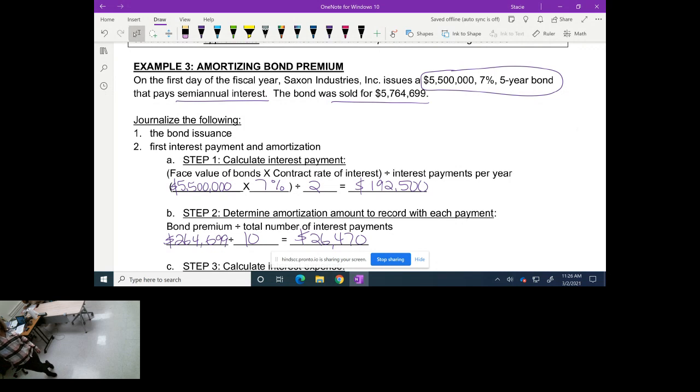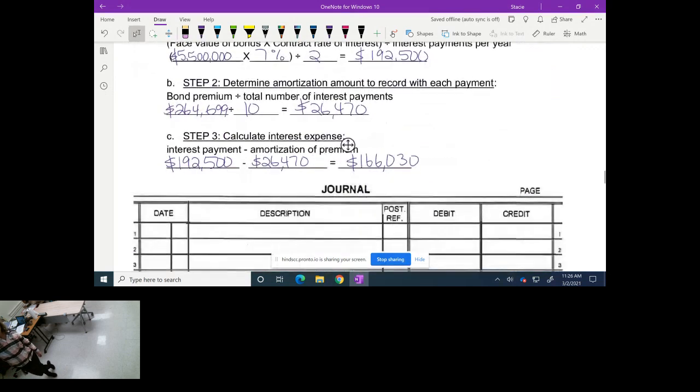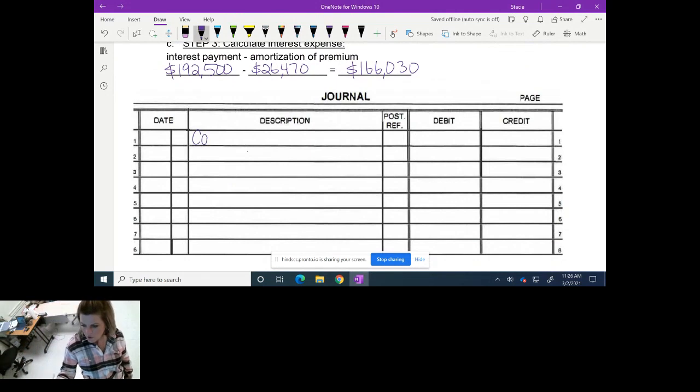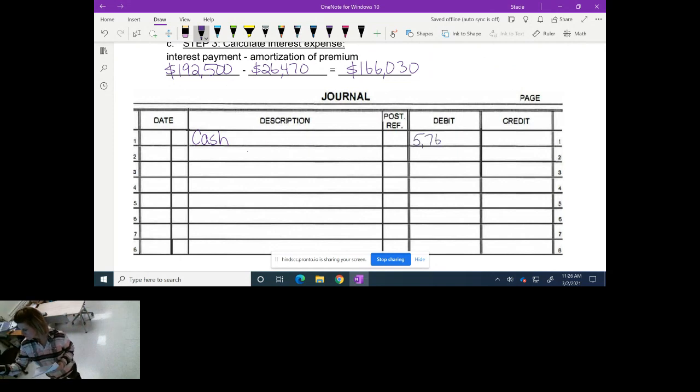So we're going to first journalize the bond issuance. What are we going to debit cash for? How much cash did we get? $5,764,699. That's the amount of cash we got. What are we going to have to pay back at the end? What's the face amount? $5,500,000. And that's what you'll always put in bonds payable.